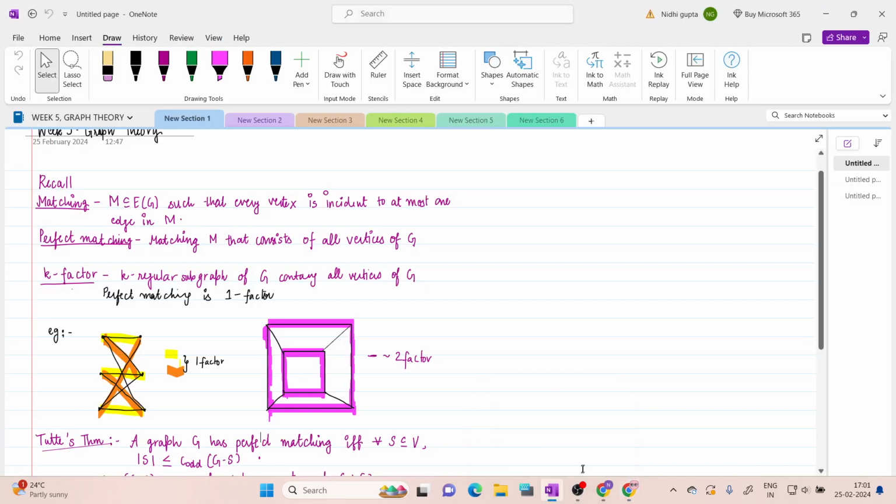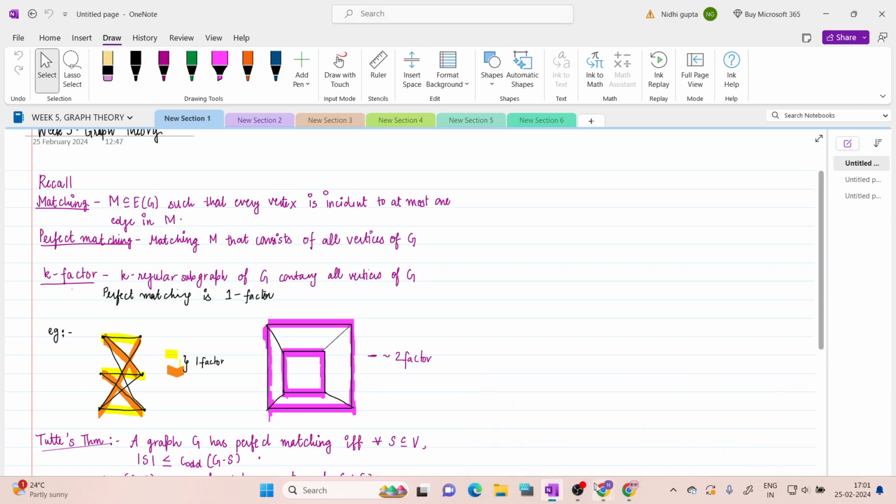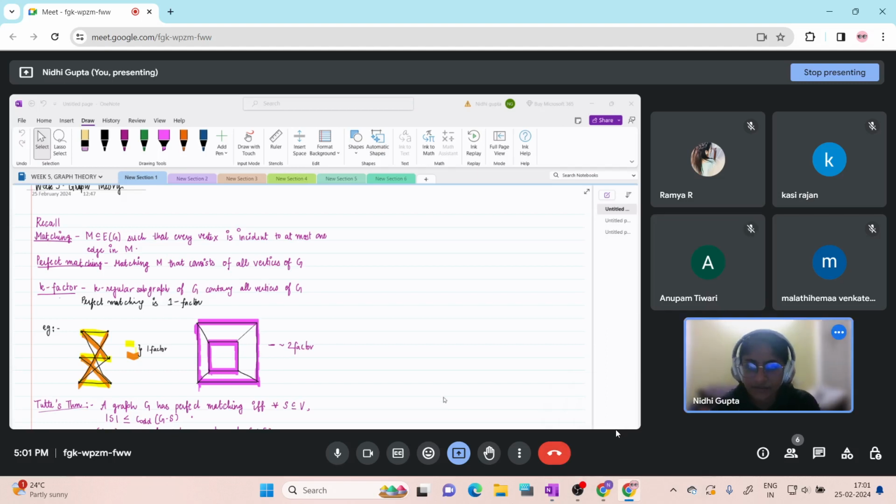Perfect matching. It is a one factor, ma'am. One factor matching. Yes, one factor. So we'll define these.